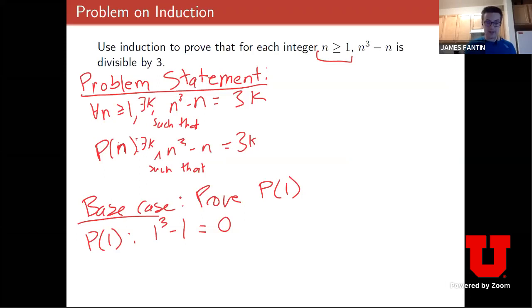Right, and is 0 divisible by 3? Yeah. Why is it divisible by 3? Well, this is really just 3 times 0. That's our integer k. So we've shown that it's divisible by 3. So we proved our base case.